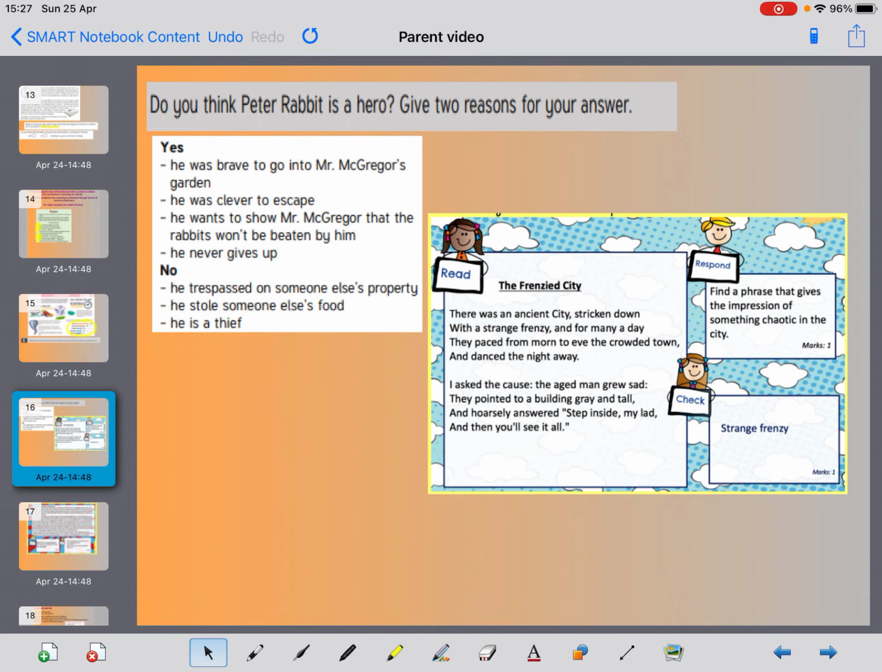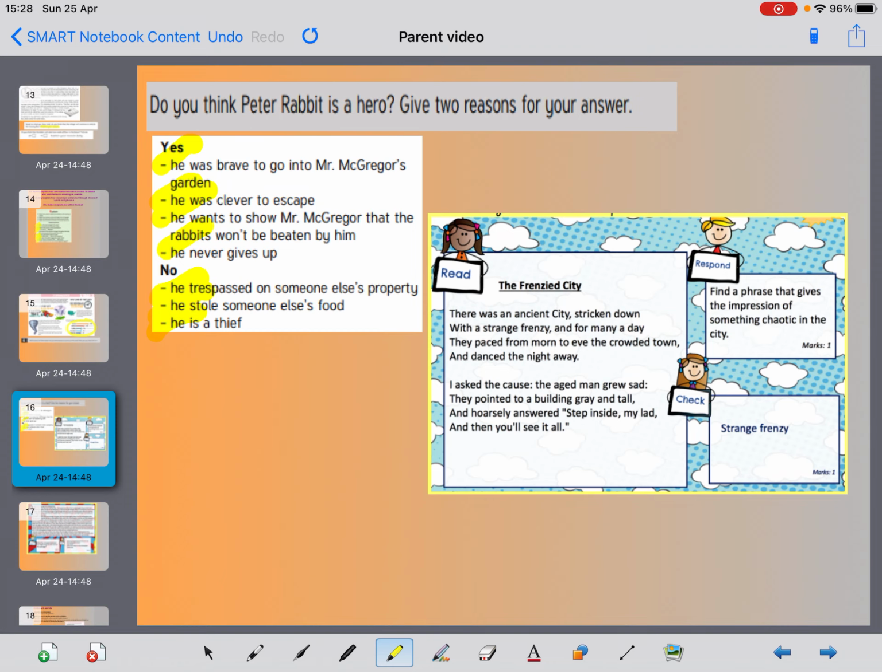Another type of question might be, do you think Peter Rabbit is a hero? Give 2 reasons for your answer. So instead of saying, yes, Peter Rabbit was a hero, they could give a number of different answers. He was a hero because he was brave to go into Mr. McGregor's garden. He was clever to escape. He wanted to show Mr. McGregor that the rabbits wouldn't be beaten. He never gave up. They also might say, no, he wasn't a hero because he trespassed on someone's property. He stole someone else's food, making him a thief. So again, you are comparing, and there are justifications for each answer.